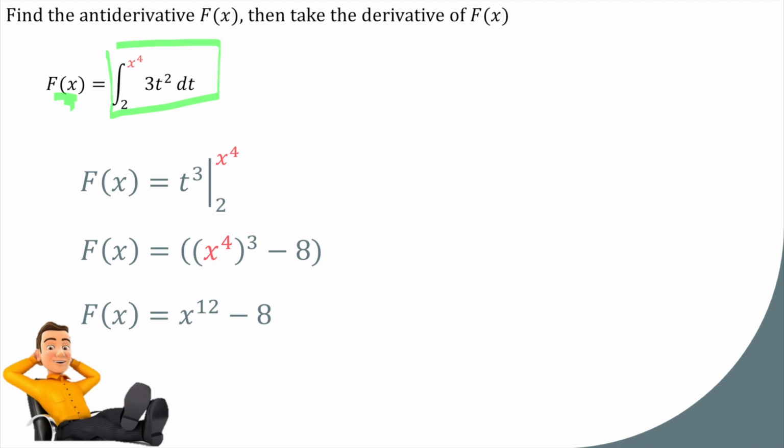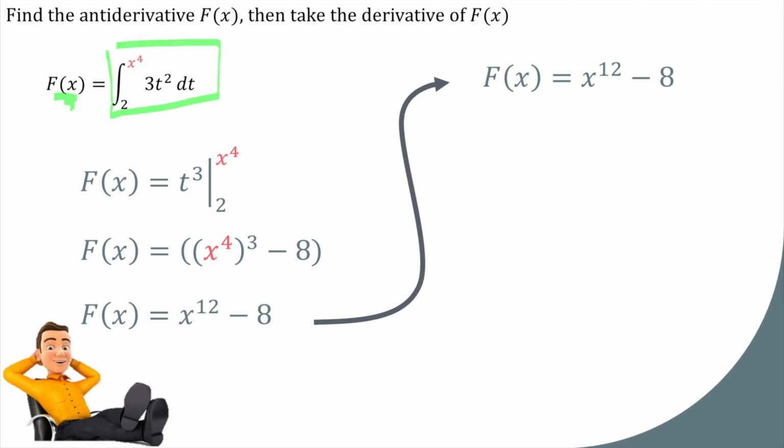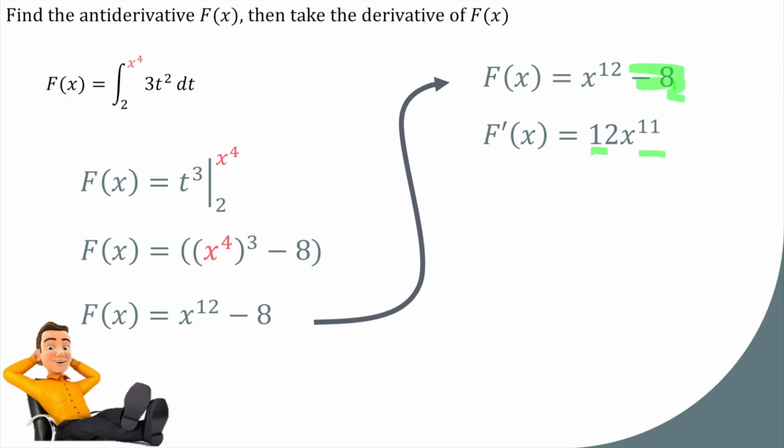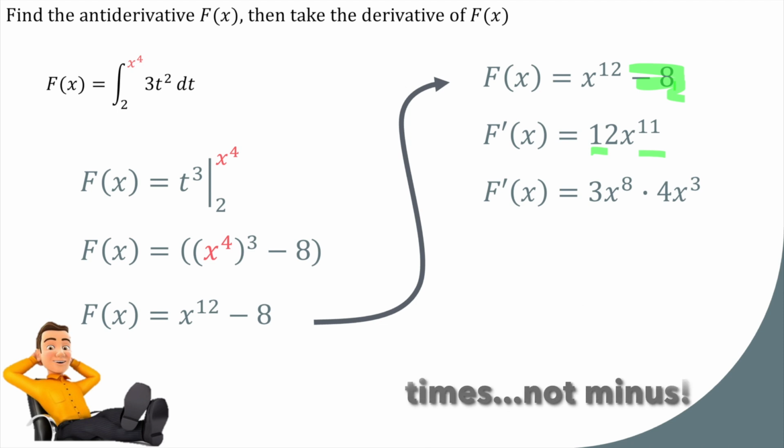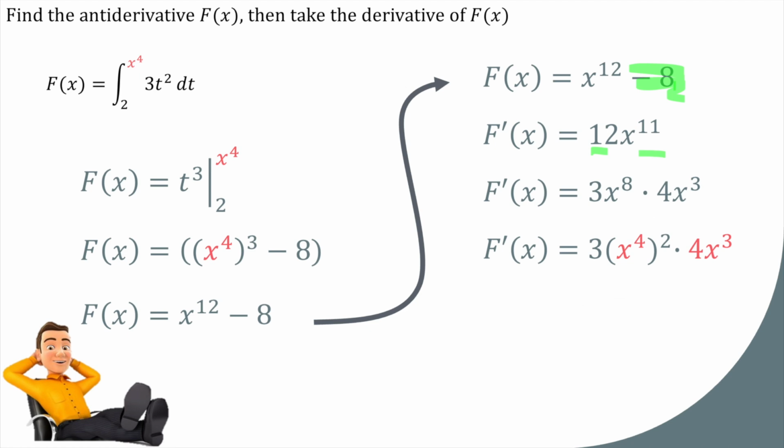That's the antiderivative. Now let's take the derivative of it. So the derivative of x to the 12th minus 8 would be 12x to the 11th. That 8 just disappears. Now that doesn't look anything like my original function, does it? But I'm going to do some rearranging here. So that 12x to the 11th, I'm going to separate that into 3x to the 8th times 4x to the 3rd. Then I'm going to rewrite it to be 3 times x to the 4th squared times 4x to the 3rd.